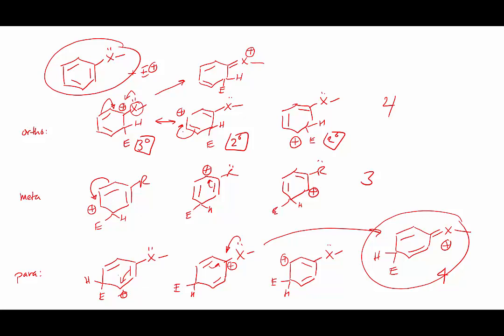So that's how we justify our chart in terms of ortho, para, and meta directors. The oddball ones are halogens, because while they deactivate, they've got lone pairs, and so they act as activating ortho-para directors.